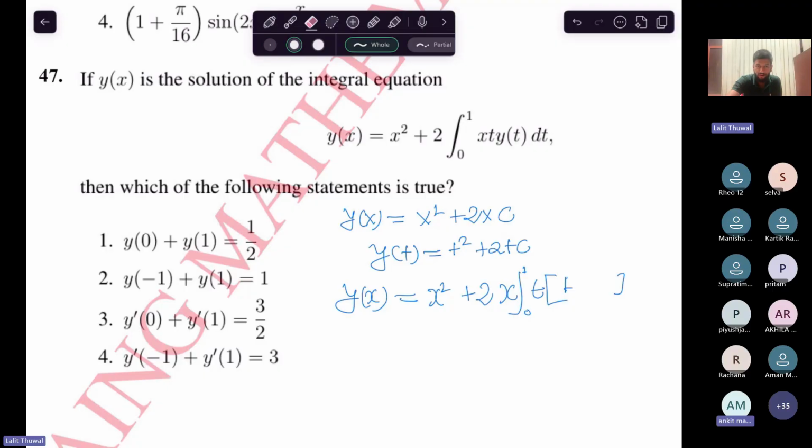Okay, sir, I mean, you can do that, right? That calculation. So overall solution आ रहा है तुम्हारा yx equal to x square plus x square plus 3/2x. Okay.